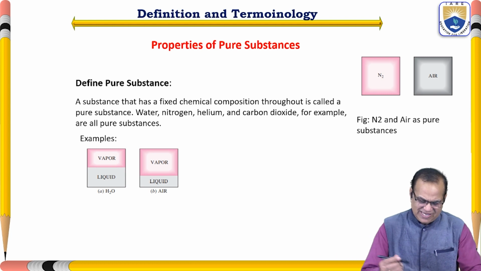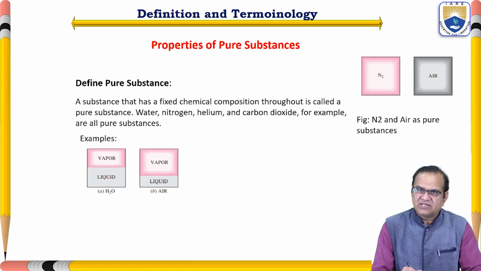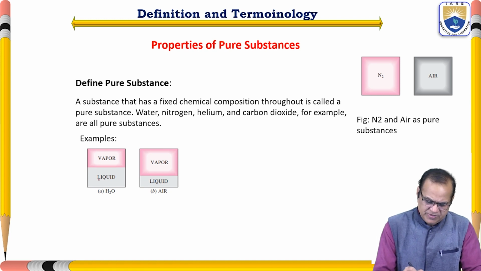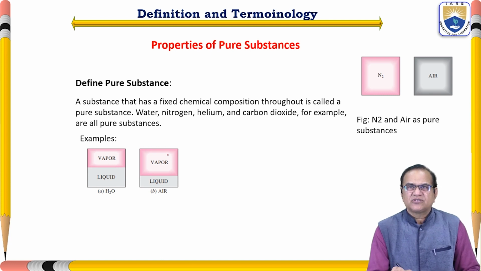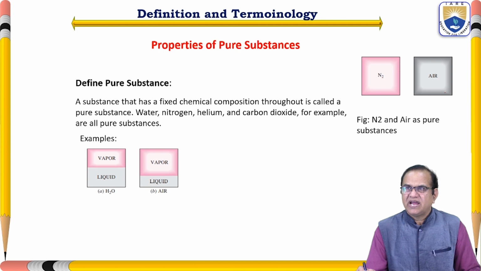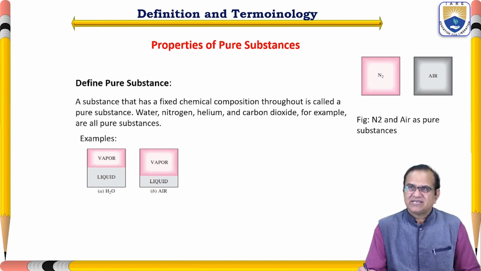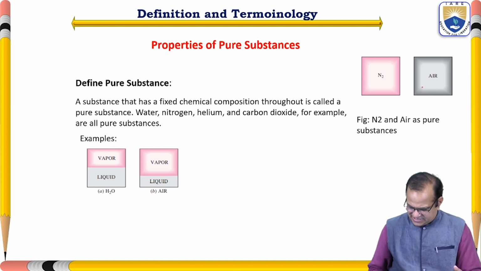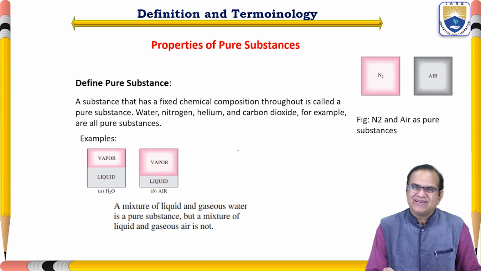configurations. So here we can see the water, let it be vapor or liquid. Here it will be the combination of hydrogen and oxygen. If it is air, air also can be in the form of vapor or in the form of liquid, but its composition will be the same. If you see here, we have the nitrogen here and the air. So air will have some percentage of nitrogen and some percentage of oxygen, and it will remain in the same form. So like this, we say that it is a pure substance.